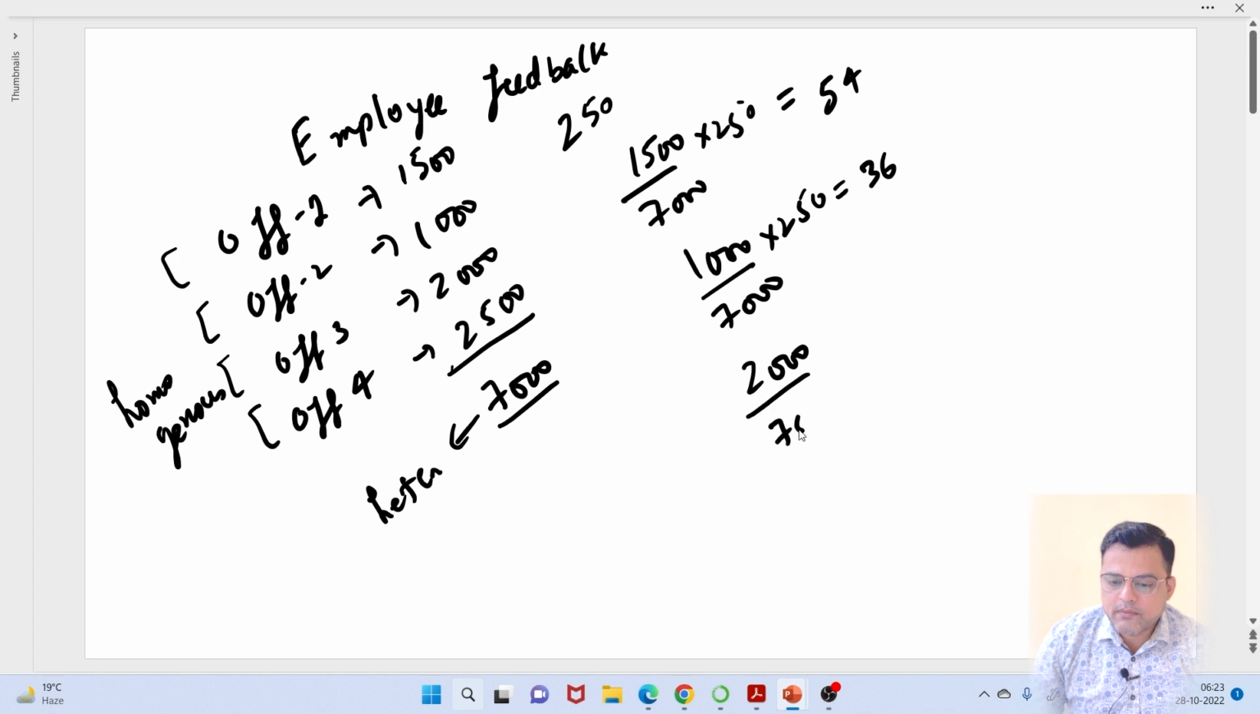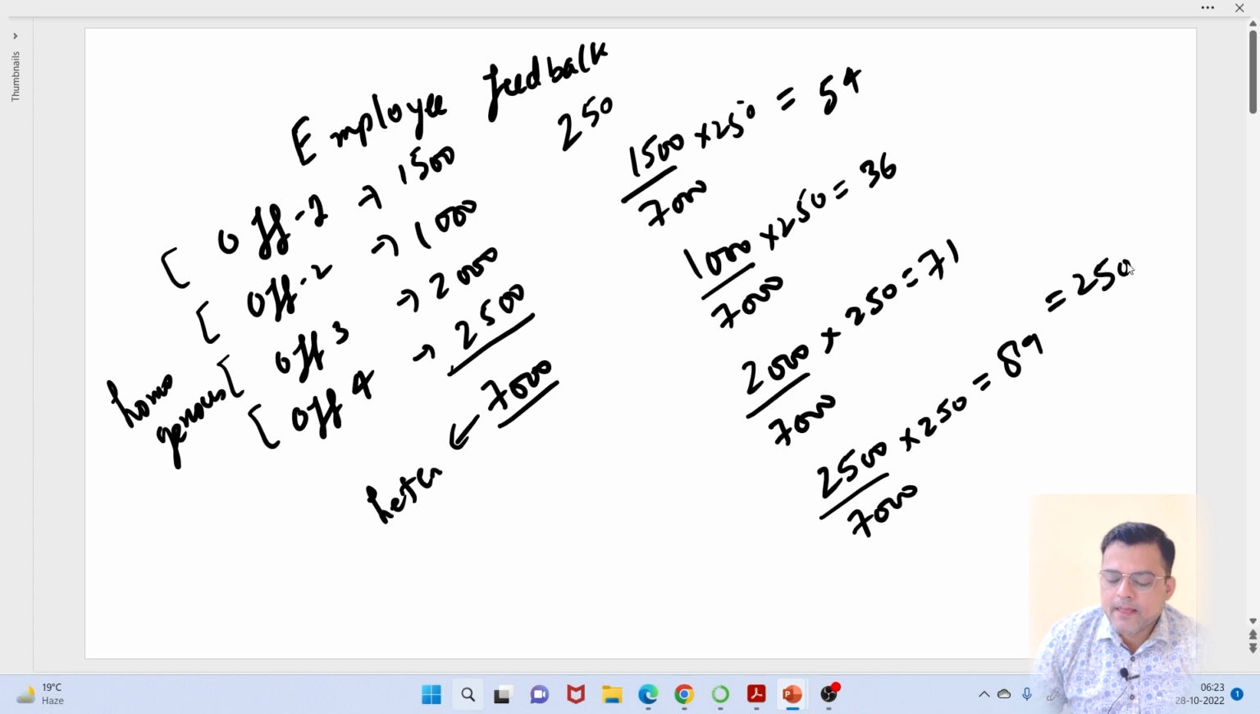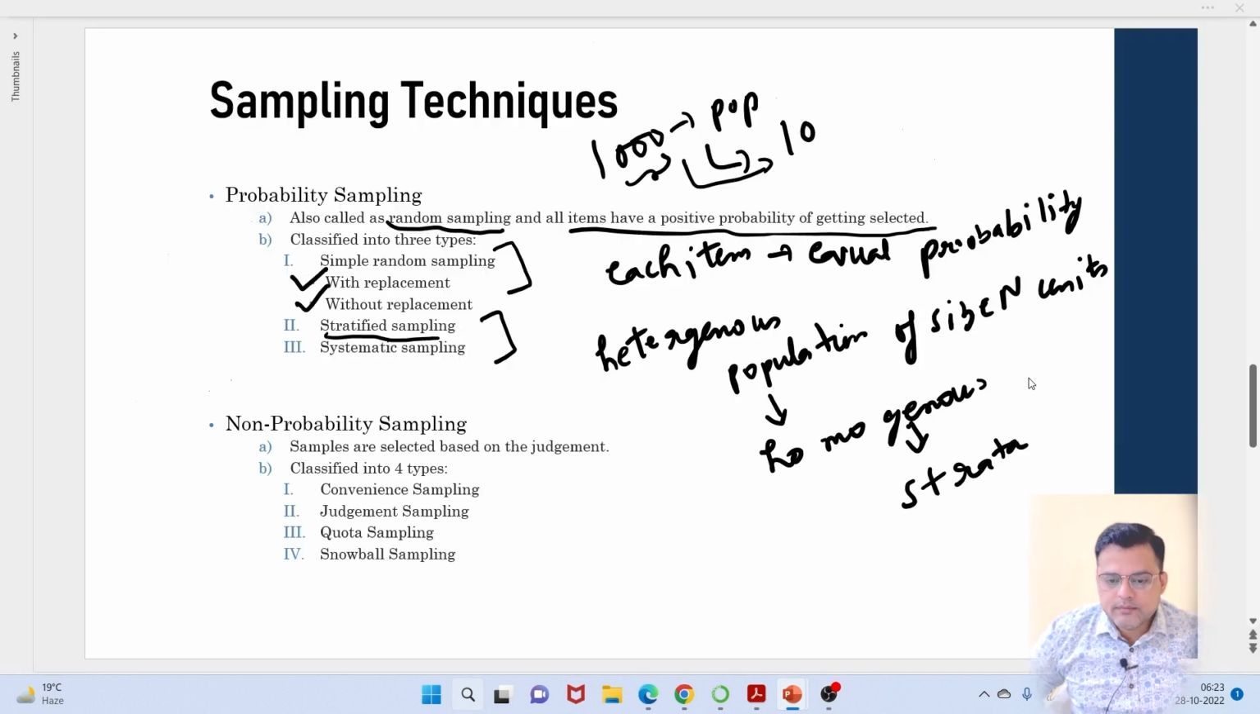by 7000 into 250, which is 71, and lastly, 2500 divided by 7000 into 250 is equal to 89. So the total will be 250. So in this manner, this is stratified sampling, where you get a representation of each and every office in terms of the employees. This is called stratified sampling.